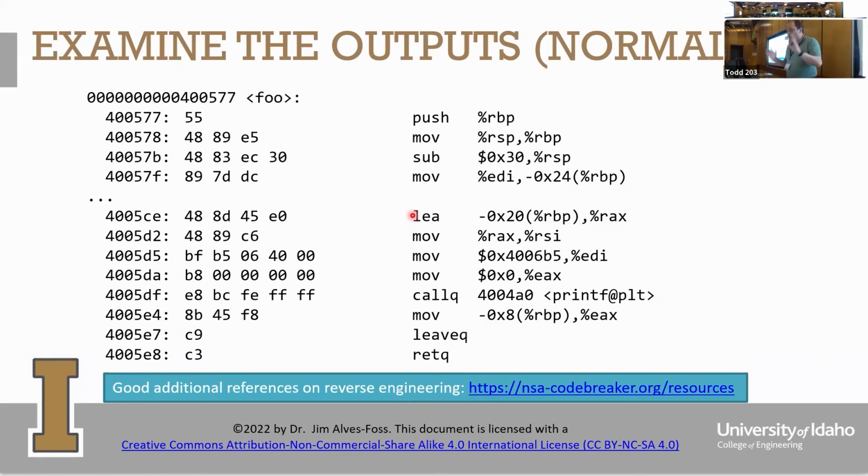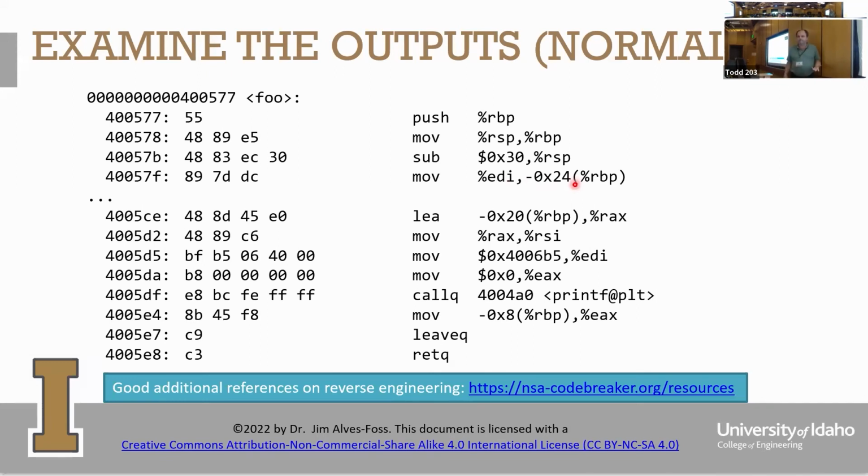So, normal code. This is function foo. It stores the stack frame, copies the call frame, copies the stack pointer into the call frame pointer, allocates 30 hex, so 48 characters of space on the stack, copies EDI into a local variable on the stack.